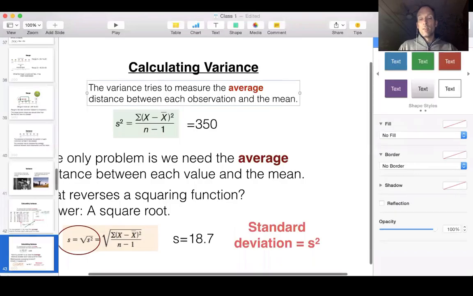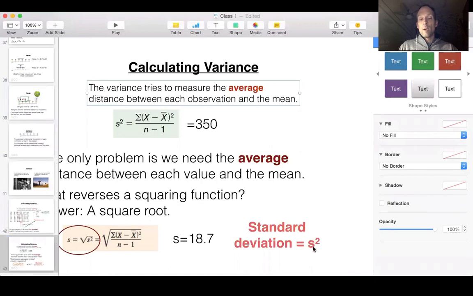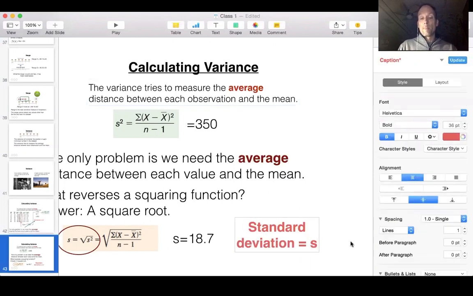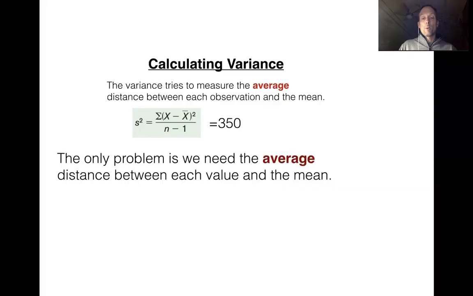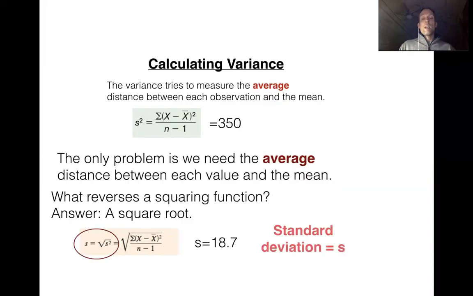And this should be our note here. Standard deviation is abbreviated not as s squared, but as s. So we need to change that. Okay, let's get back to where we were. Okay, so s is equal to 18.7.